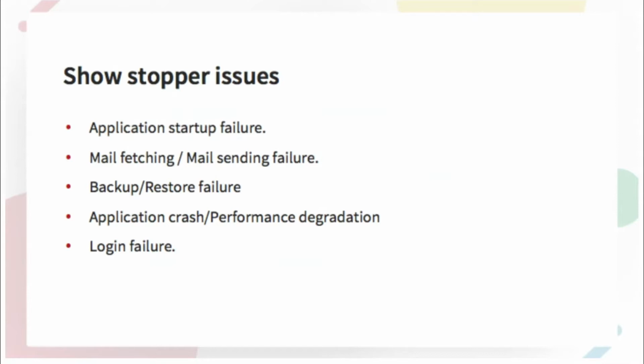These are the issues: startup failure, mail fetching and mail sending failure, and of course backup restore failure, which again should be treated with priority if the customer is stuck with an upgrade failure. For example, the upgrade failed, and they try to restore the backup that was taken before the upgrade, and if that fails again, the production will be down, right? So it should be given the top priority again. Then application crash and performance degradation, right? So slowness while accessing Service Desk Plus.